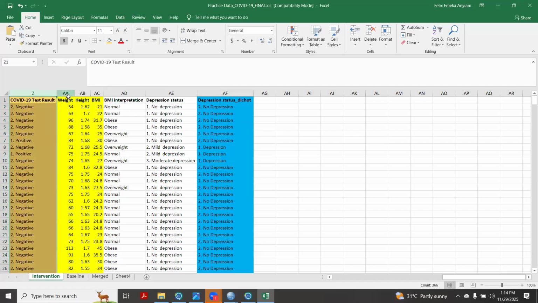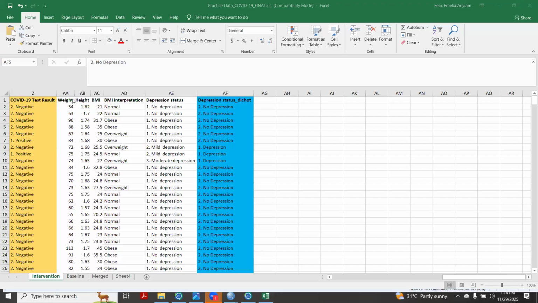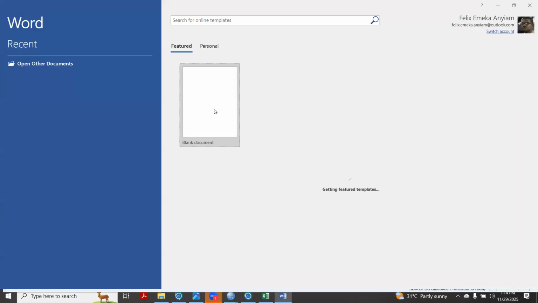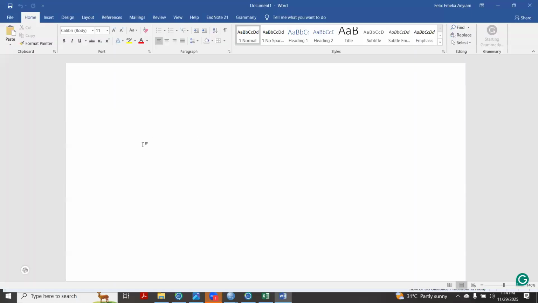Let me remove these highlights from the continuous variable. I wanted to know if the COVID-19 test result would influence their depression status. That is what is motivating me to do this work. Although there are many other things, I'm just using a primary aim for this study.